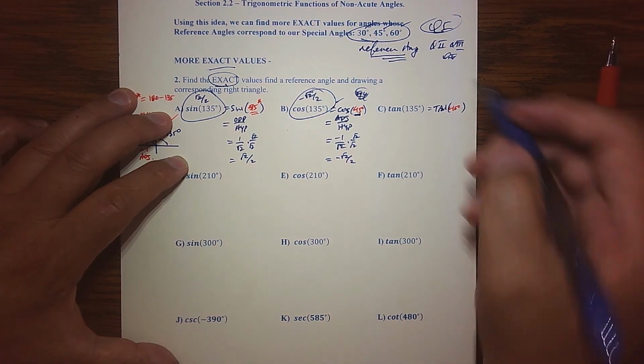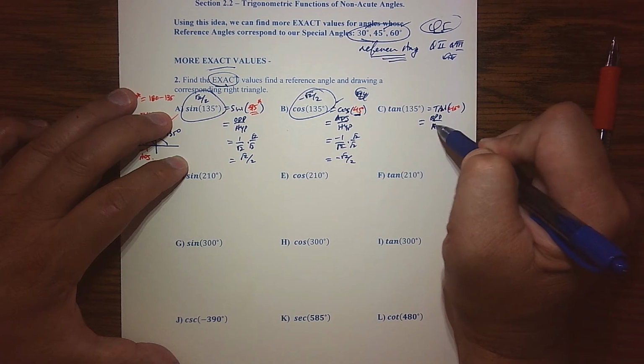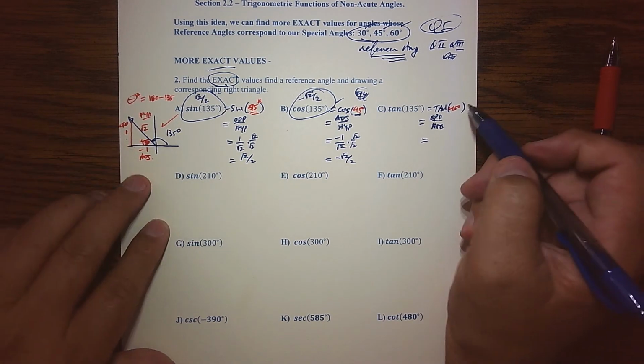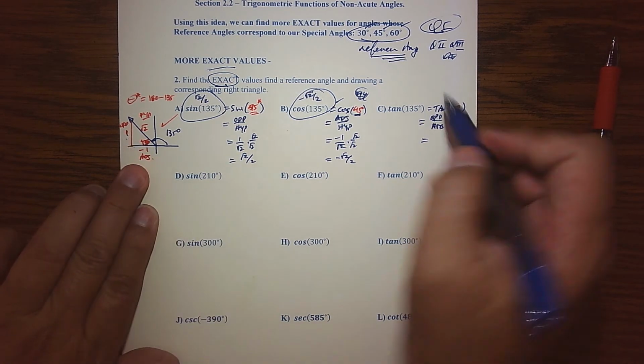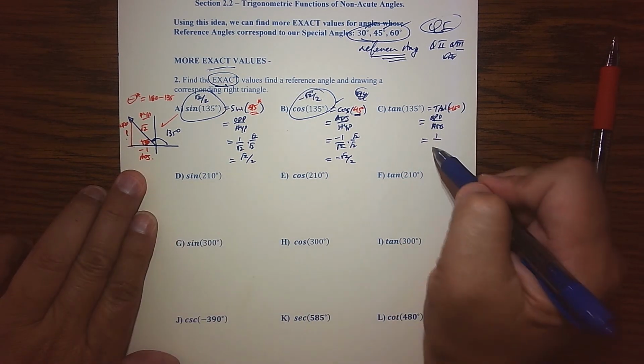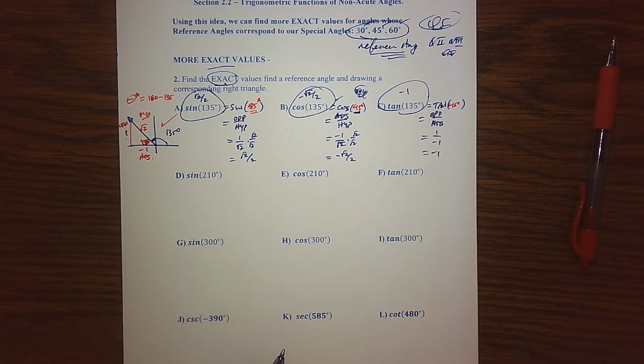And so for this picture, we have the tangent is the opposite over the adjacent. That's our new definition. For this 45 degree reference, we have an opposite of 1 and an adjacent of -1. So the tangent of 135 would be equal to -1.